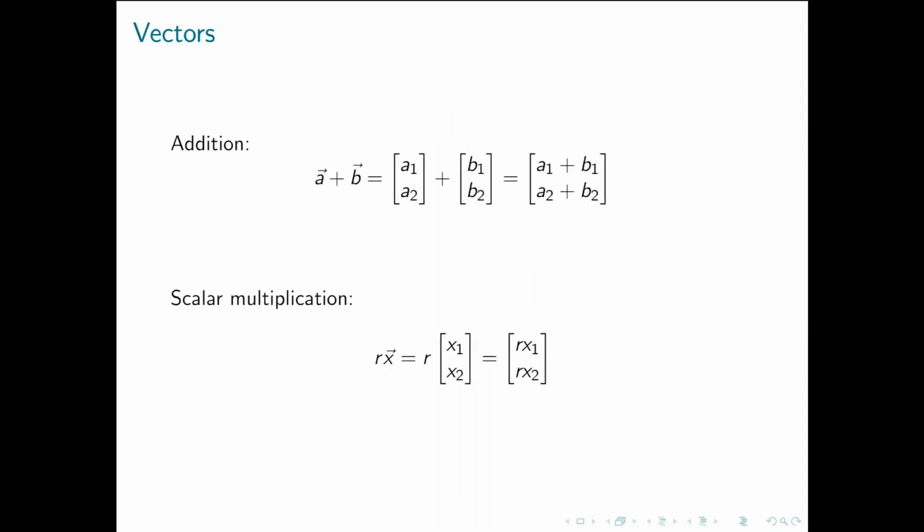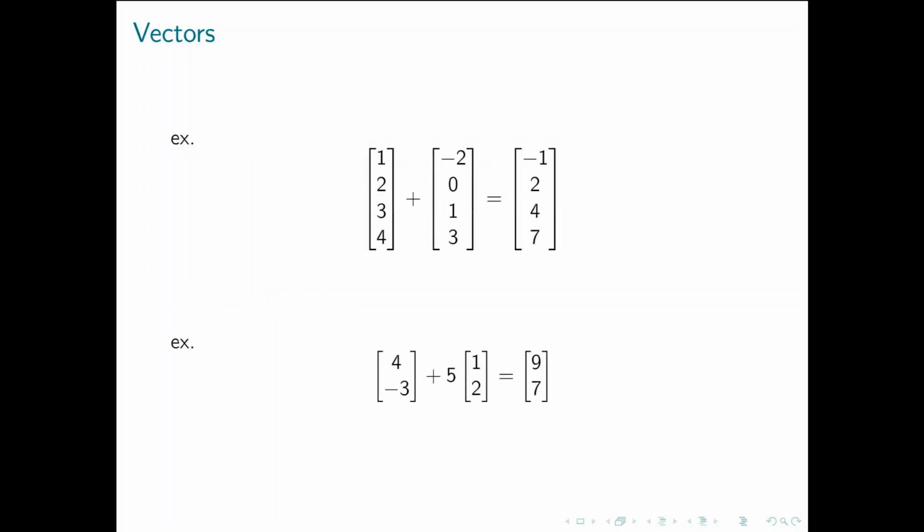So vectors can be added to one another, and they can also be scalar multiplied. So when we add vectors, we just add the corresponding components. So the x components are added together and the y components are added together for this vector. And we can also scalar multiply them. So if I take a vector and multiply it by a scalar r, then I'm just multiplying both of the components by that scalar r.